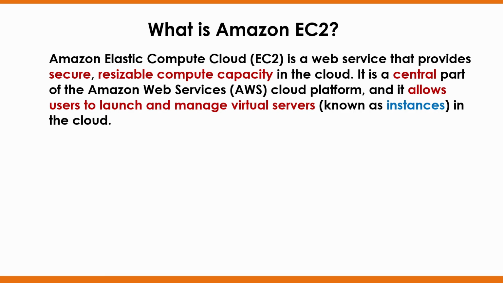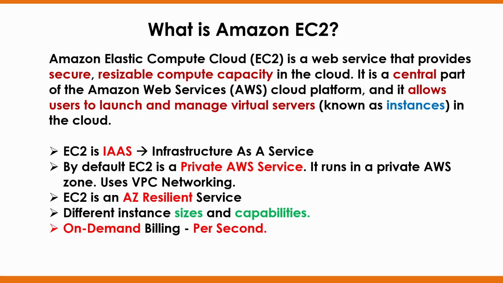EC2 is a central part of the AWS cloud platform, and it allows users to launch and manage virtual servers known as instances in the cloud. So basically we can launch and manage our virtual servers in the cloud, and EC2 makes it easy for users to scale their compute capacity up or down as per their requirement. It offers a wide range of options for configuring and customizing instances to meet the specific need of different applications and workloads. EC2 is IaaS, that is infrastructure as a service.